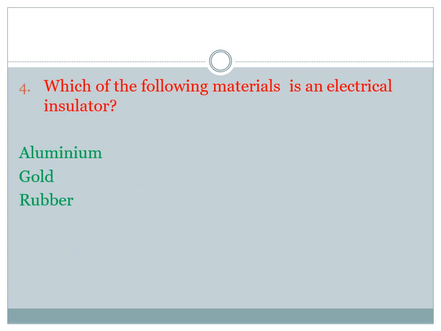Question number 4. Which of the following materials is an electrical insulator? Aluminium, gold, or rubber? Which is very easy. Let's see your answers. Rubber. That's very good. You've repeated it many times, that it is rubber, that's an insulator. Gold and aluminium are conductors.